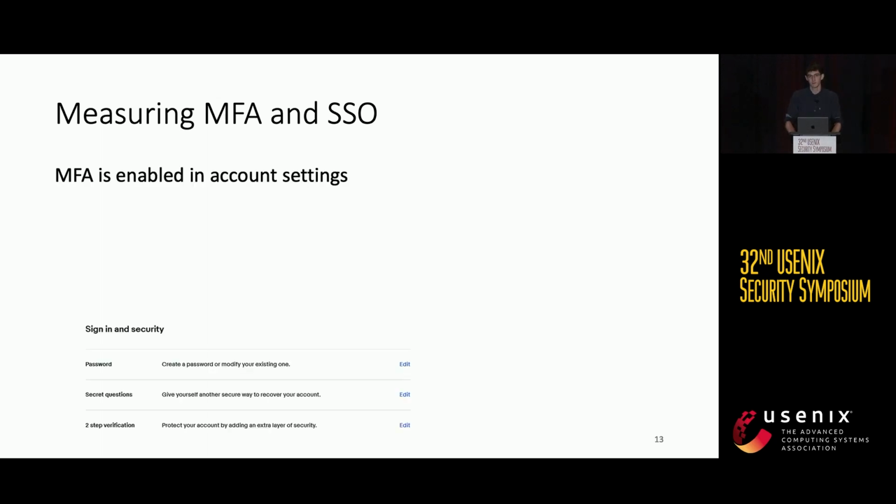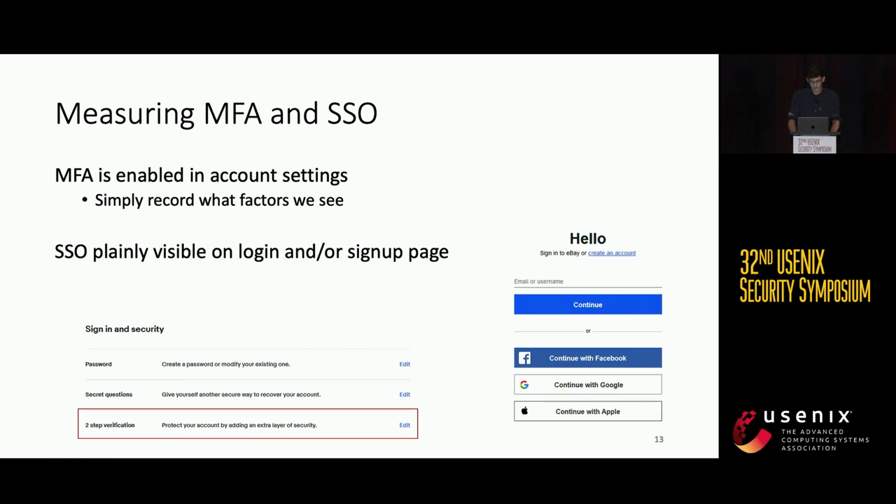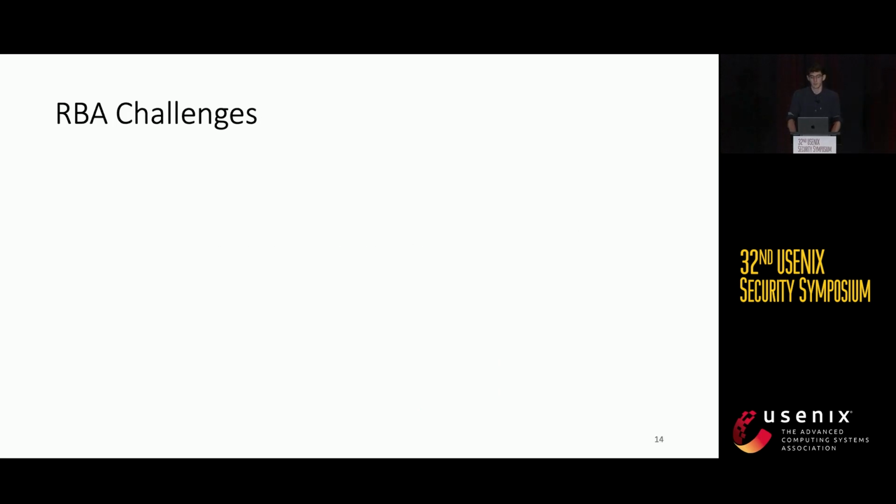So for MFA, after creating an account, we simply navigate through the account settings, looking for some reference to MFA or two-step verification, and record whatever factors we see there. SSO is even easier because it's plainly visible on the login and/or sign-up page. So we simply navigate to the login page and then note whatever domains we're redirected to when we select any of these 3 buttons.